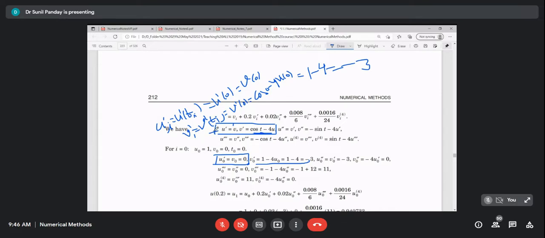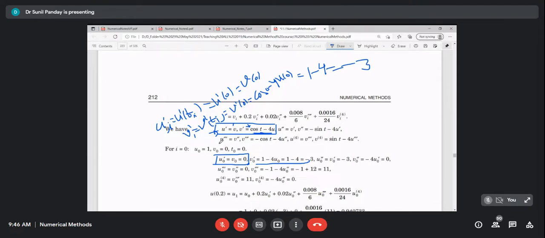Now, because the second derivative is also required, and the third and fourth derivatives, we differentiate this. So what is u double dash? It equals v dash, and v dash equals this. It means u double dash is equal to cos t minus 4u. Then what is v double dash? We differentiate this with respect to t one more time. We will get derivative of cos t is minus sin t, and minus 4 u dash, and u dash is actually v.